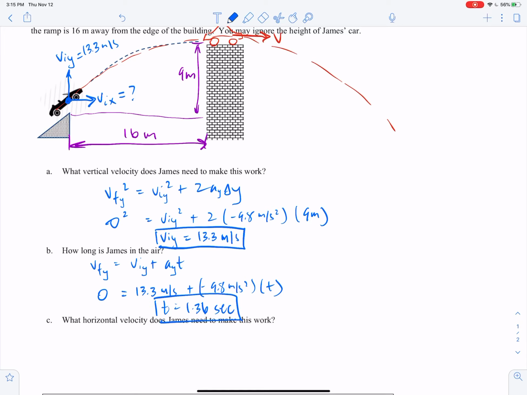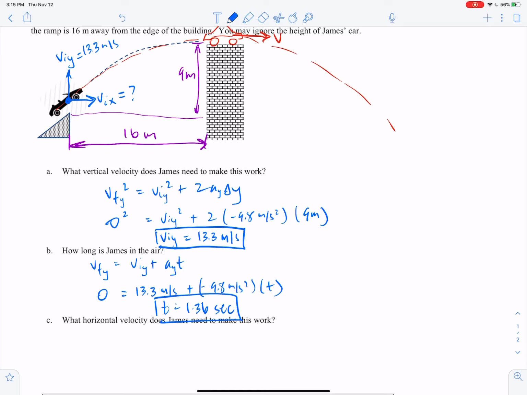1.36 seconds. All right, and then how much horizontal velocity does James need to make this work? So now we're at this, right? What's his horizontal velocity? Okay, let's try this equation in the horizontal direction. Delta x equals v initial t plus 1/2 a t squared. These are all in the horizontal direction.